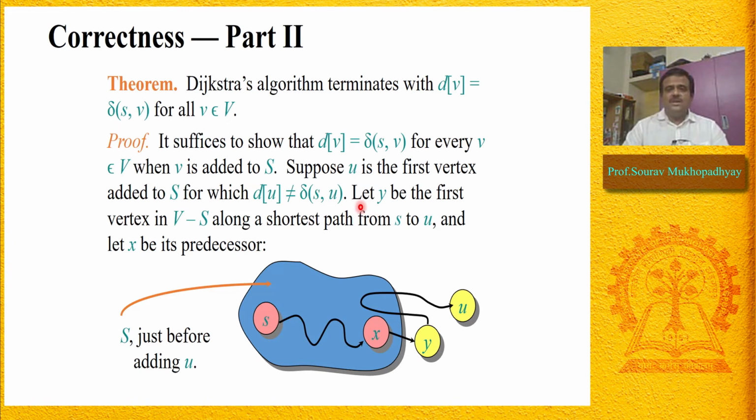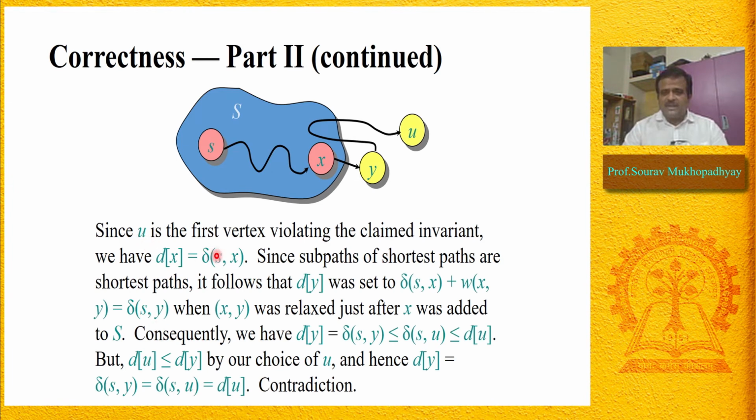Then there will be a vertex x in S and a direct edge to y, which is outside S. Let y be the first vertex in V minus S along a shortest path from s to u. So on this shortest path, x is the predecessor, x is in capital S, and this is a direct edge, with weight w of x comma y. Now u is the first vertex which is violating the claim that du is equal to delta of s comma u. That means for x it is true. This is by induction, because for s it is true: ds is 0, and that is the same as delta of s comma s. If we assume this is true for this vertex, we have to prove it is true for the next vertex. So that is by contradiction.